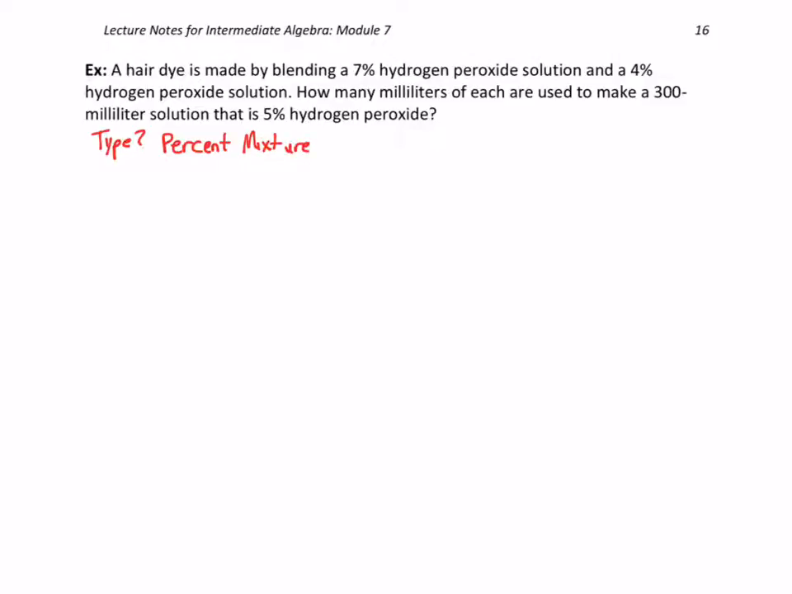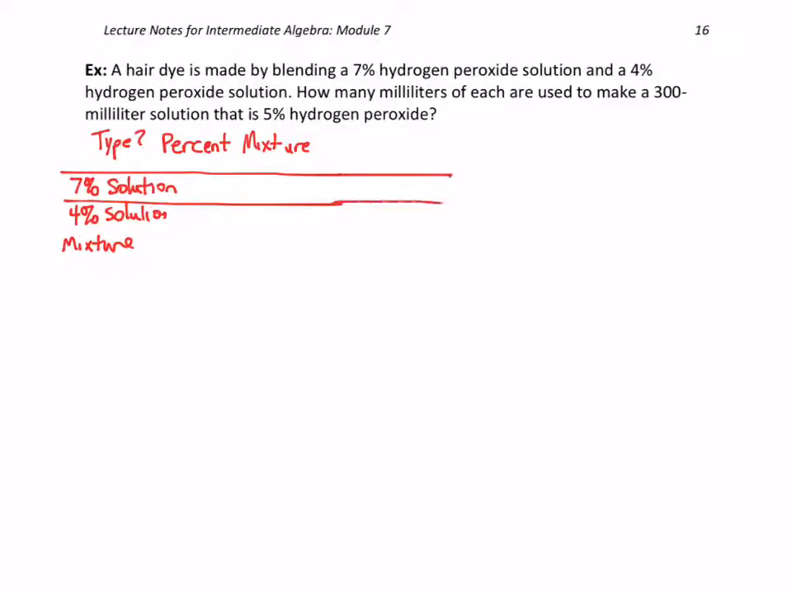Okay, so what I do is I, again, build my table. So I've got three different substances. I'm going to have the 7% solution, I'm going to have the 4% solution, and then there is the mixture of the two. So those are our rows. For each row, there are 3 columns.